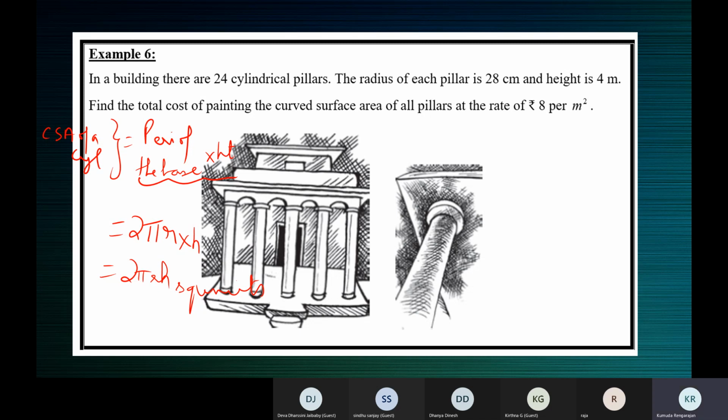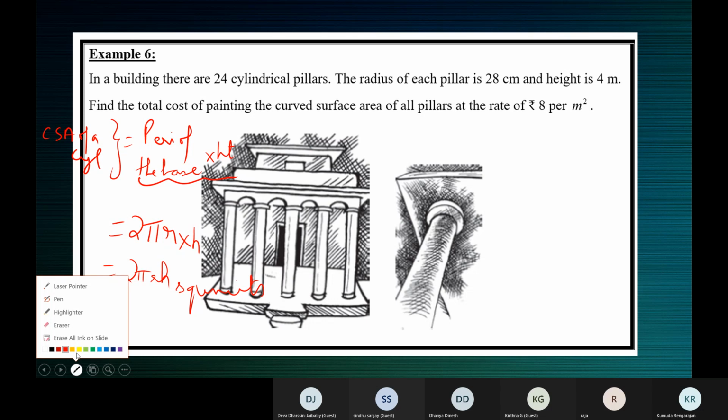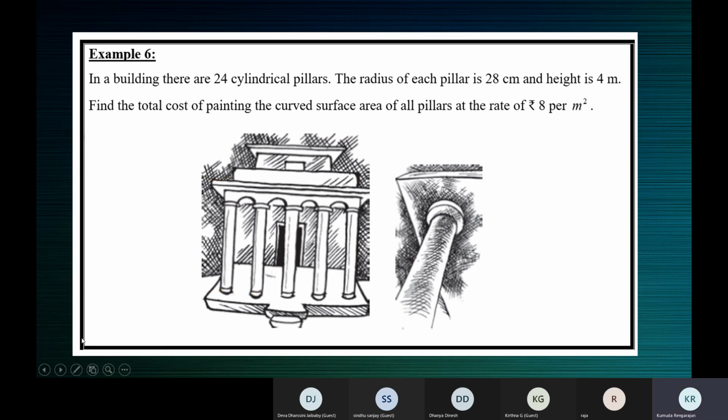All right, now coming to this question. In a building, there are 24 cylindrical pillars. In the pillar, you can only see the curved surface area because the top and bottom are stuck. Only the CSA you can see and paint. The radius is given. In the formula you have two values, 2 pi rh. One minute, I'm not getting the pointer. Okay, so this is the formula, 2 pi rh.